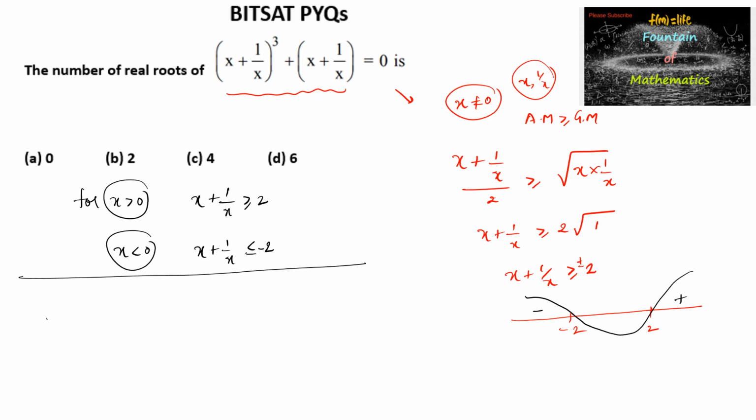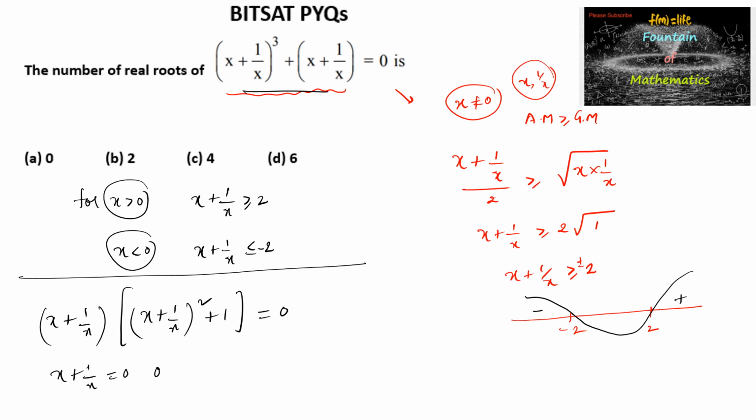And now after simplifying, taking x plus 1 upon x common, we get (x plus 1 upon x) whole square plus 1 is equal to 0. So either x plus 1 upon x must be equal to 0, or (x plus 1 upon x) whole square plus 1 is equal to 0. So x plus 1 upon x cannot be equal to 0 with the conditions for either x positive or negative. So it is not possible.